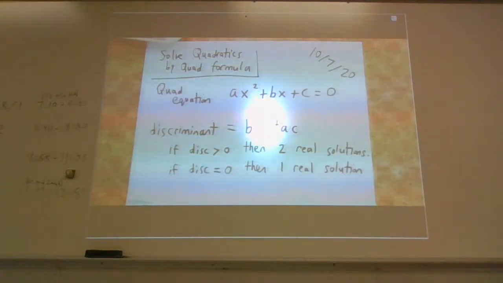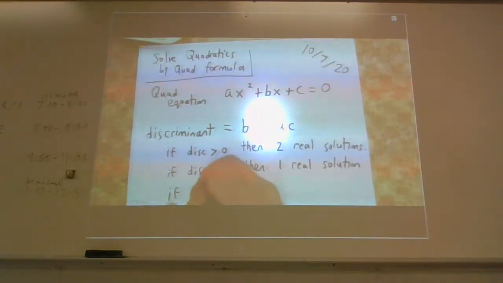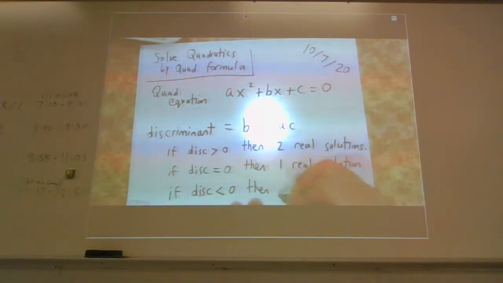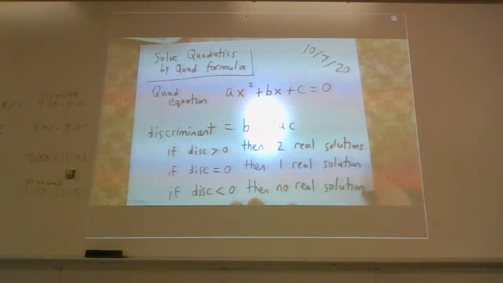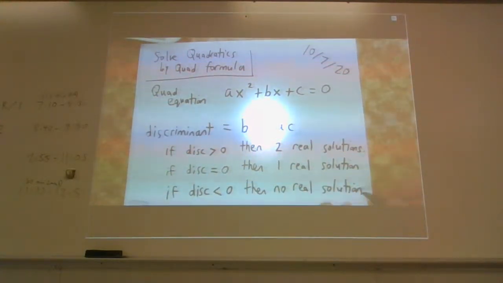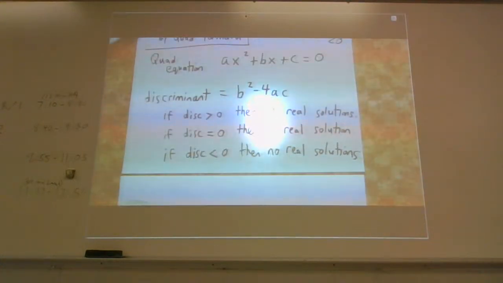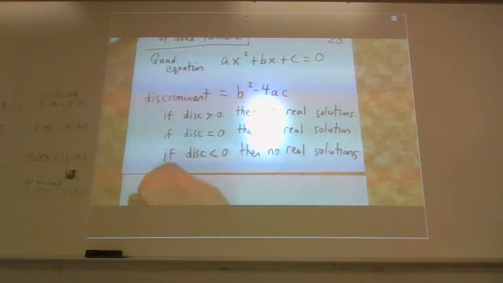And if your discriminant is less than 0, meaning that it is a negative number, then for now, you will have no real solutions. Because technically, you could have 2 different types of solutions, but we will get into those details in a little bit. For now, let me kind of melt your brain and give you the quad formula.